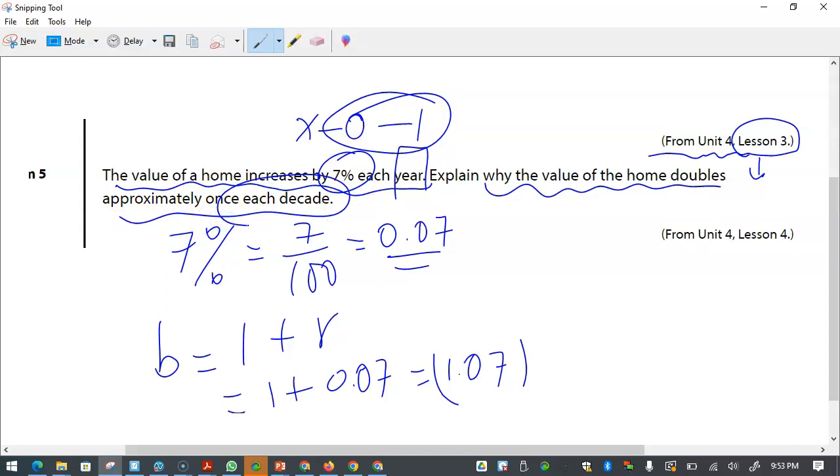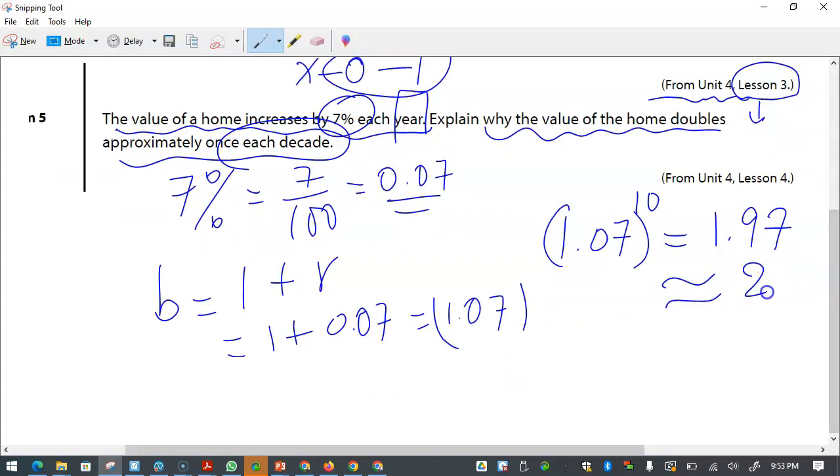So decade means 10 years. So what we do here is take b, 1.07, and raise it to 10 years. So 1.07 to the power 10, if you use a calculator, you get 1.97. So each decade, the value of the home increases by almost a factor of 2, almost like 100%. So this means it doubles. That's why I say doubles means twice. So I hope that takes care of that.